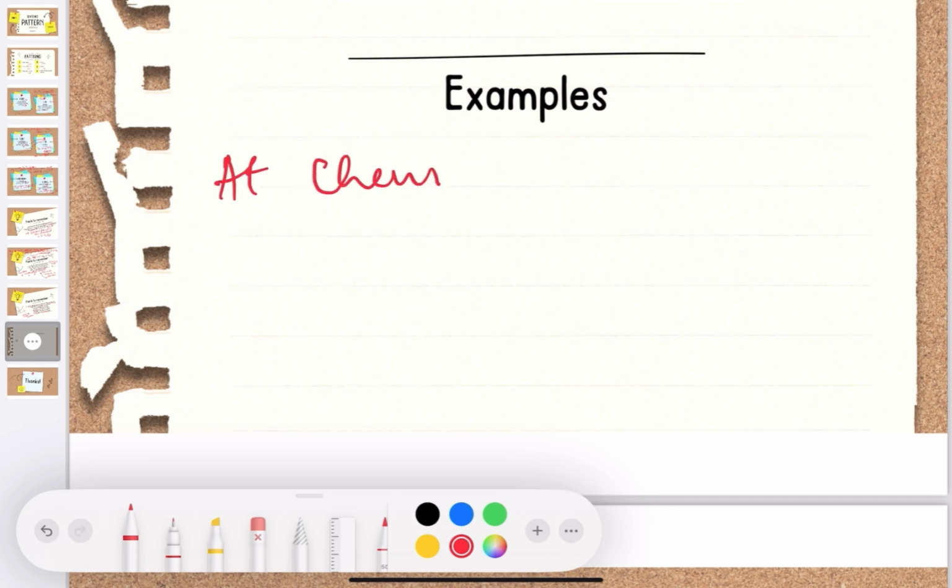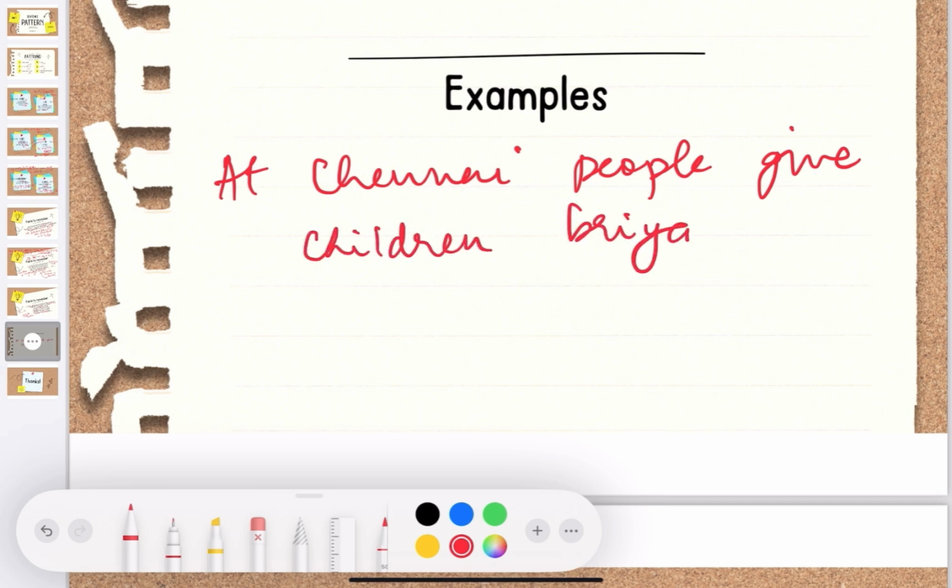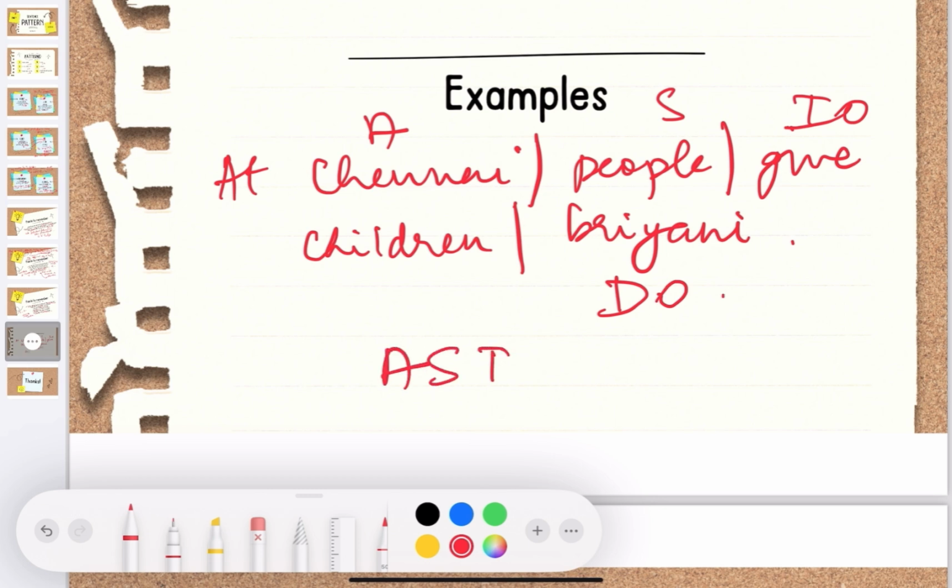At Chennai, people give children biryani. So here at Chennai is adjunct, people is subject, give is verb, children is indirect object, biryani is direct object. So ASVIODO is the pattern. Answers the question what and whom, right? Whom: children, what: biryani. Okay. So let's move to the next pattern.